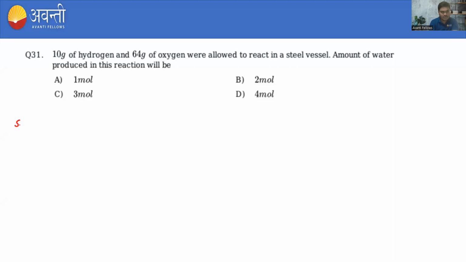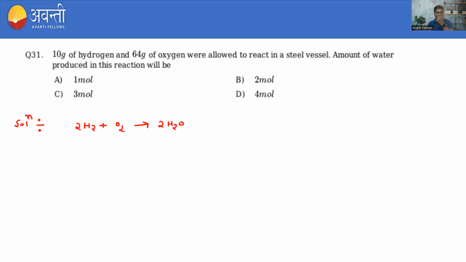First of all, while solving questions related to limiting reagent, you need to write the chemical equation involved, right? So basically hydrogen and oxygen, that is 2 mole of H2 and 1 mole of O2. This will react together to give 2 mole of H2O. So this is the balanced chemical equation. From the equation, we can clearly observe that 2 mole of hydrogen is required for the complete reaction of 1 mole of O2 to form 2 mole of H2O.